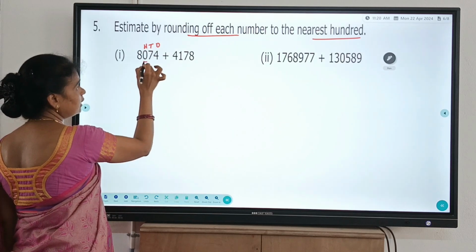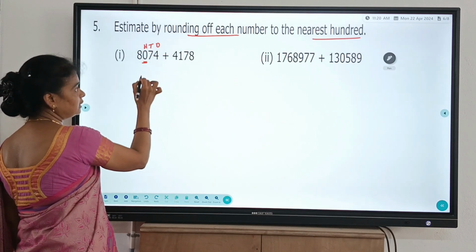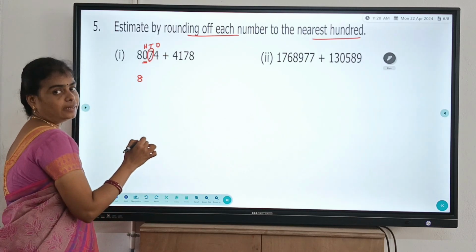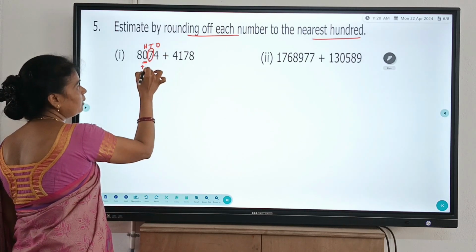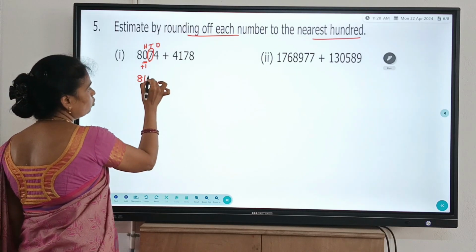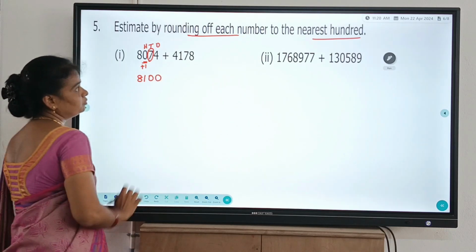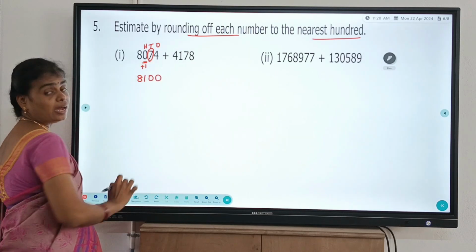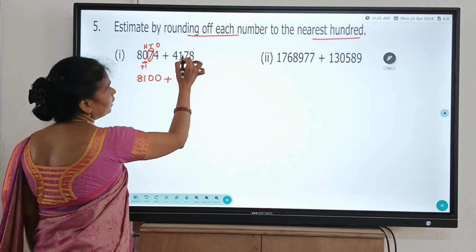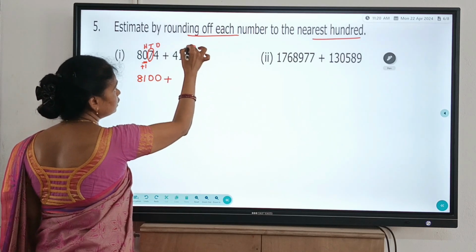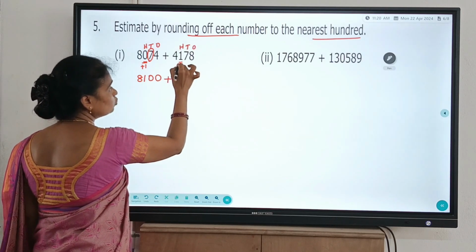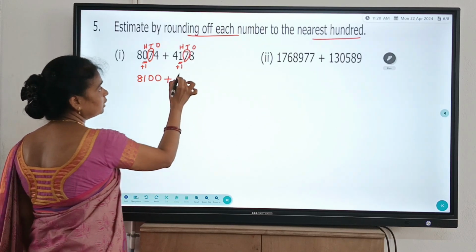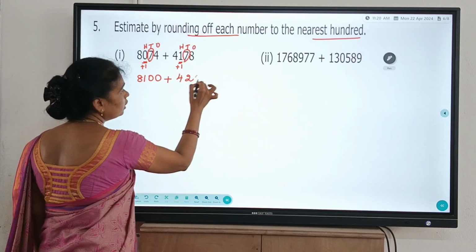So ones, tens and hundreds. If we round off this number, you will get 8. If you see this 7, it is greater than 5, which means you have to add plus 1 here. So 8, 1, 0, 0. So the rounded off number for 8074 is 8100. Plus, again you have to find out which number comes in place of hundreds. So it is 1. So check for the next one. So again we will add plus 1 here. So 4, 2 and 2 zeros.